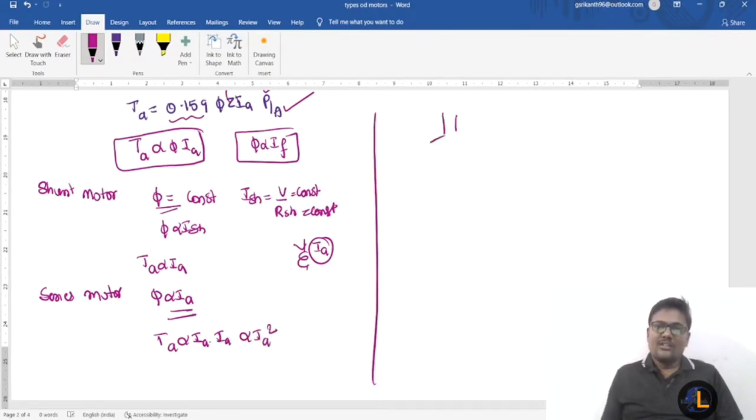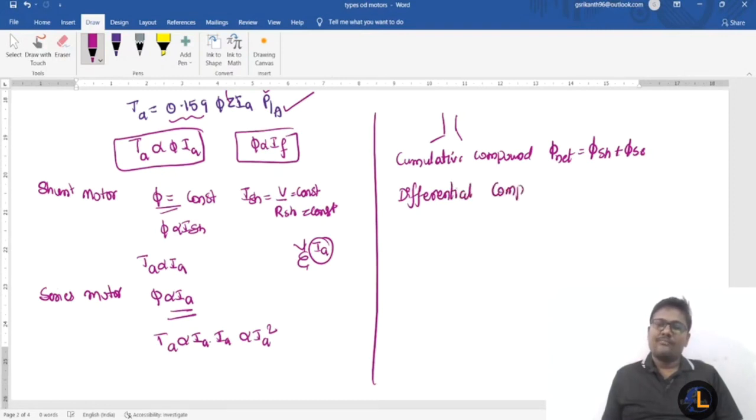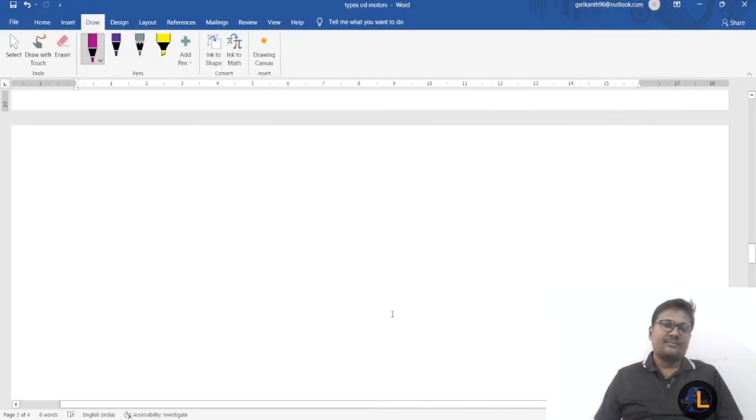And what is meant by cumulative compound? Cumulative compound means the net flux is phi SH plus phi SC. If you go for the differential compound motor, the net value is phi SH minus phi SC.